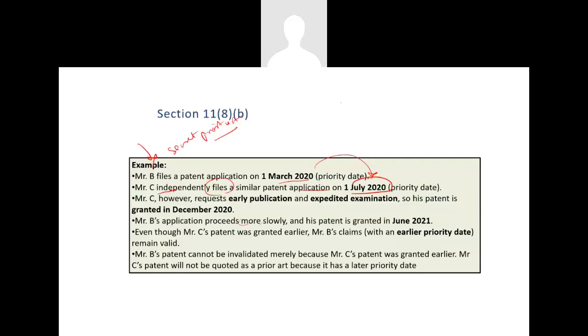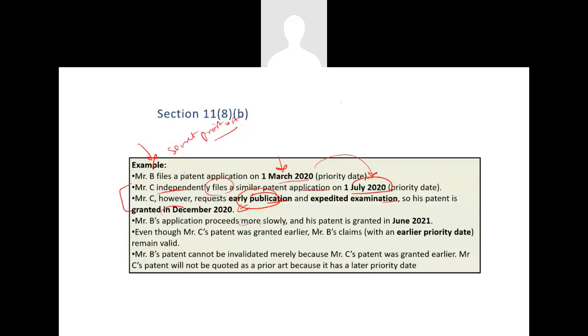So when Mr. C filed it, Mr. B's application was not in publication, because it gets published only after 18 months. Mr. C filed during that 18-month window. Now, C being a startup gets his application expeditedly examined and published early. And then it gets granted also within a gap of a few months, by December 2020. So everything happened very quickly with Mr. C. He had a later priority date.